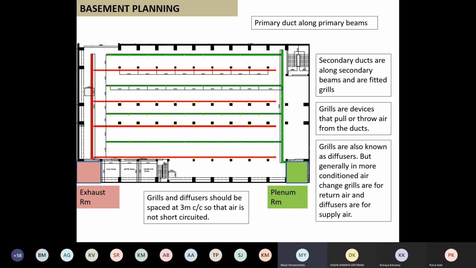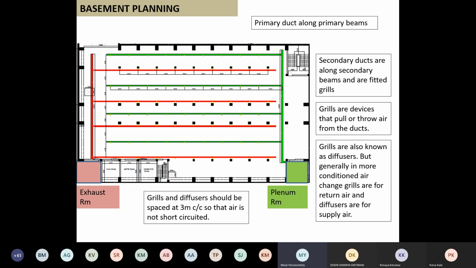But we say the names are given differently. Generally, grills are the devices that take the air back in, but diffusers are the ones which give the air out, that is, it throws the air into the space. This is only to differentiate, so that when I do the drawing, people should not get a wrong idea. But essentially they look the same.